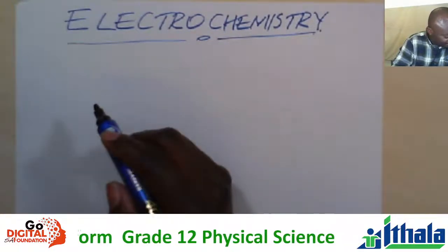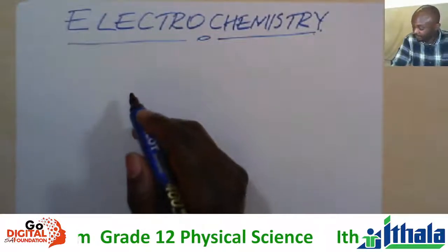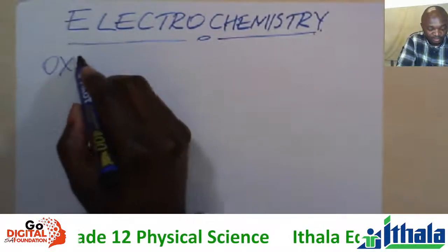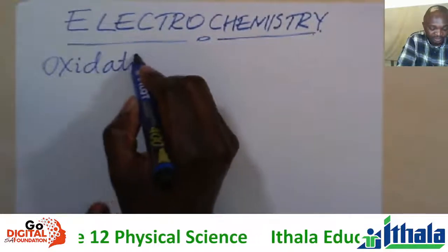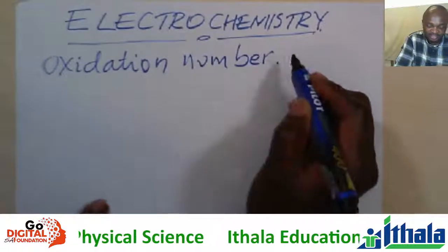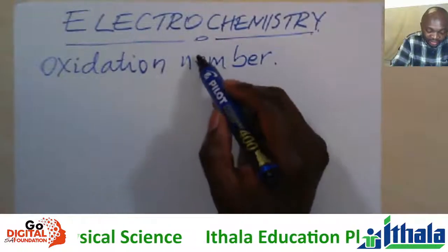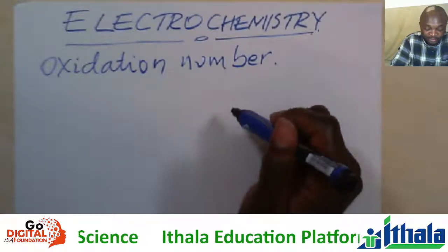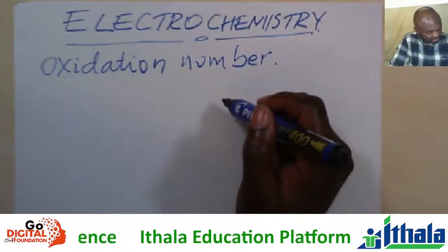Electrochemistry kwakumele ngabe ngiqale ka grade 11 lapho nikhuluma ngani nge-oxidation number. So that will be the first one. Oxidation number is the number given to an element in a compound, right, to track the movement of electrons.